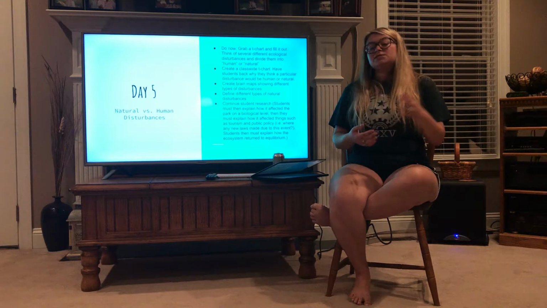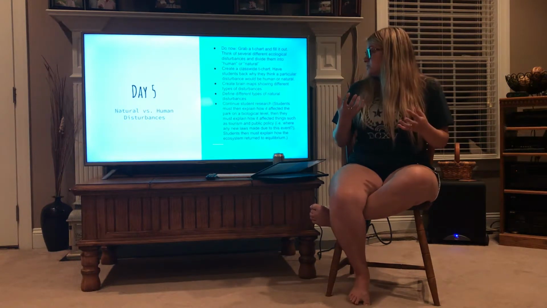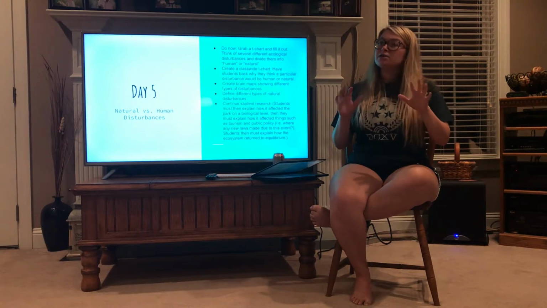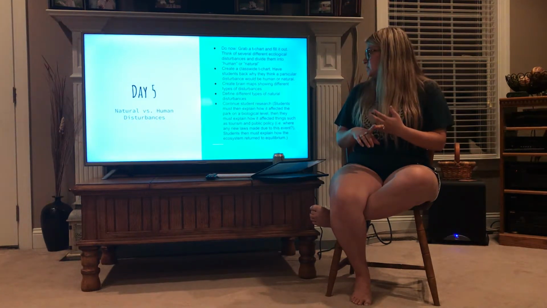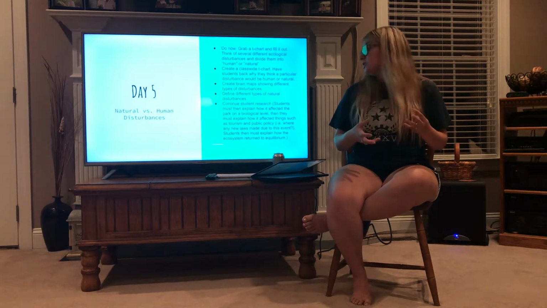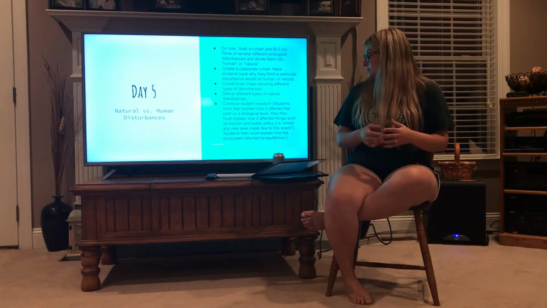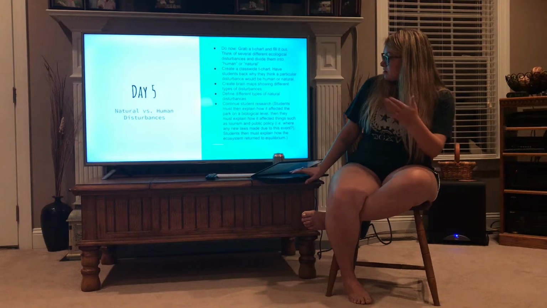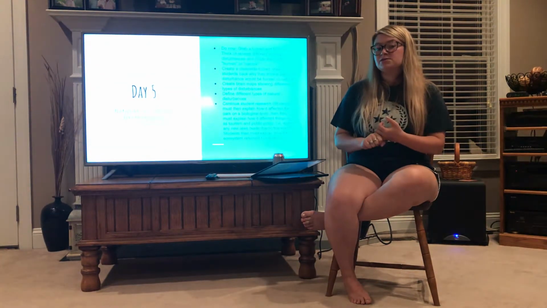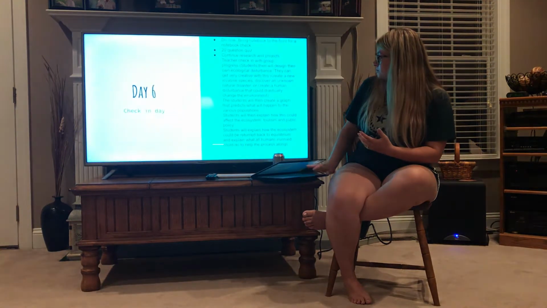And then day 5, we're going to start talking about natural versus human disturbances. And so we're going to compare and contrast. We're going to do a T-chart and some brain maps. And then the students are going to continue working on their research. They should have found a national park and have their disturbances at this point.